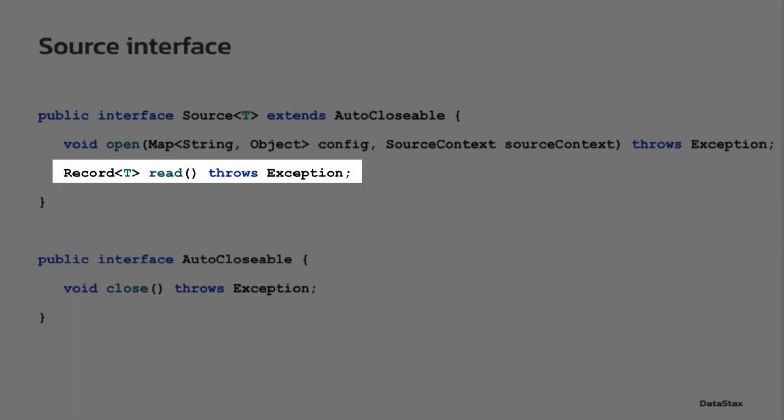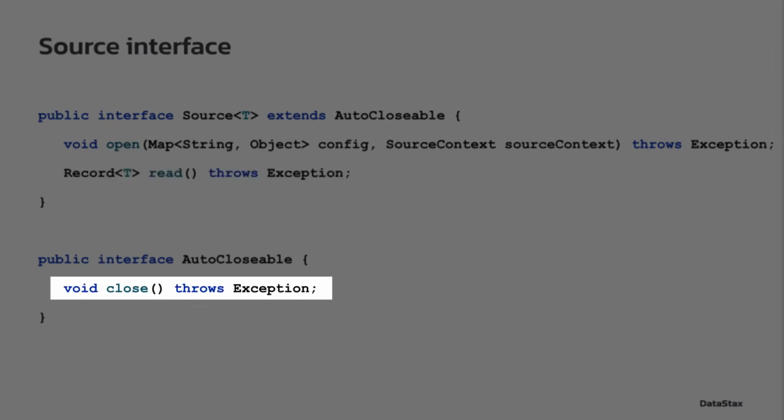The read method is called by the Pulsar runtime in a loop. It is where you return the records that will be written to the output topic. The close method is called when the source is closed for any reason.